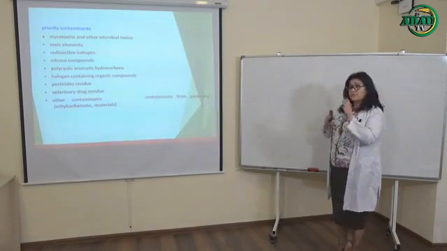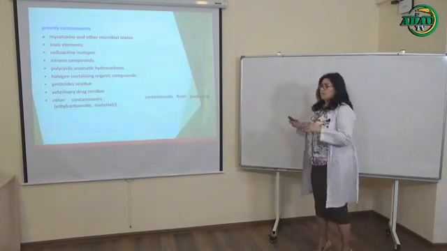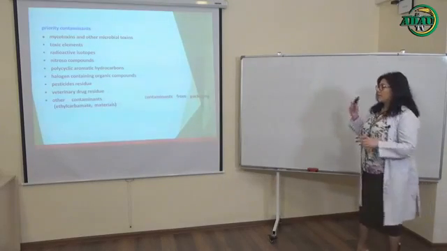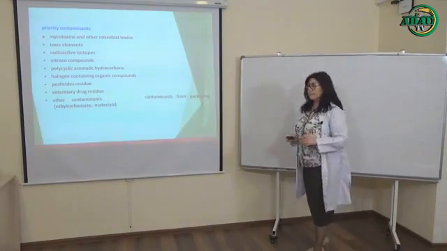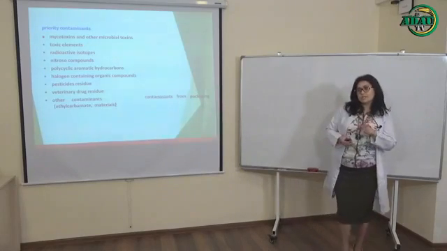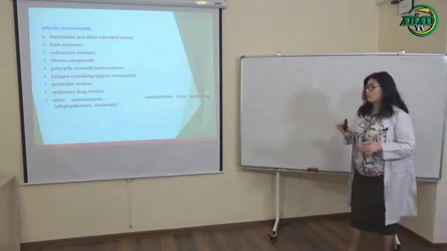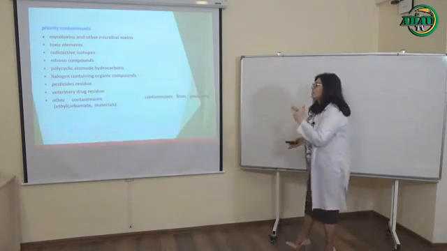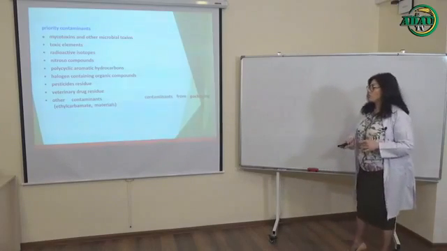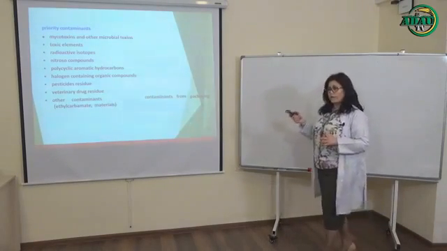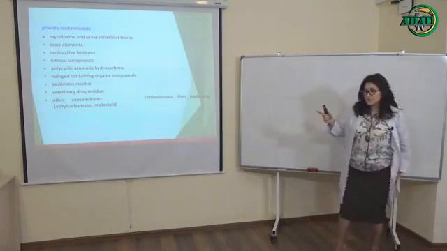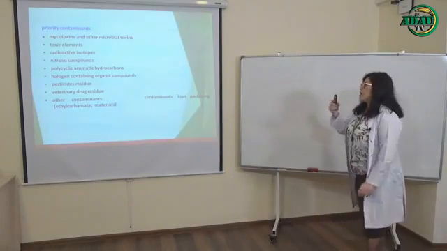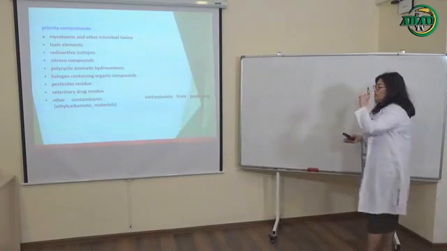And it's another lecture as well, because if I start to talk about mycotoxins, it will take a long time. Let's continue. Toxic elements, radioactive isotopes, nitroso compounds. What are nitroso compounds? They are related to some kinds of fertilizers. Polycyclic aromatic hydrocarbons, halogen-containing organic compounds, pesticide residue, veterinary drug residue, which I have mentioned before, and other contaminants.